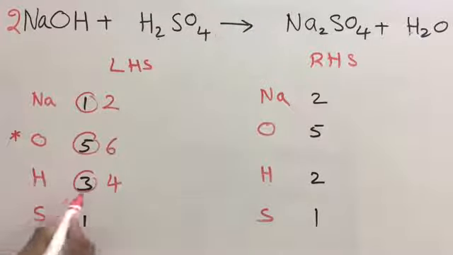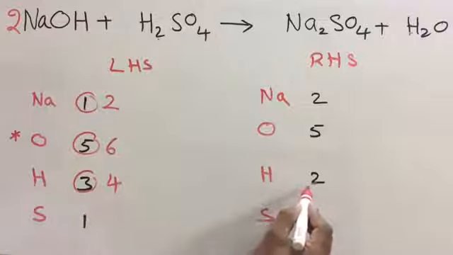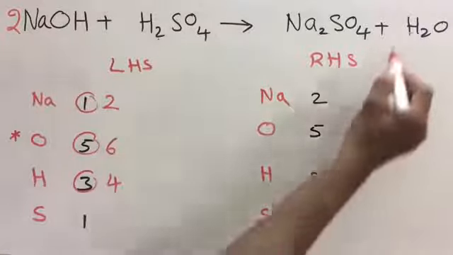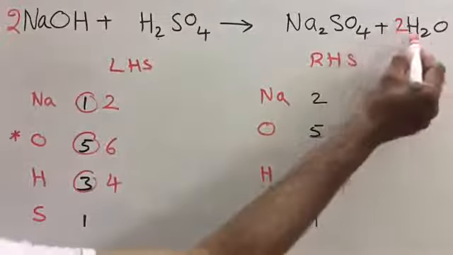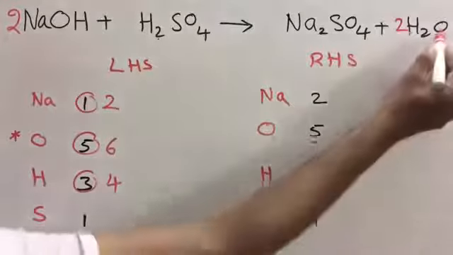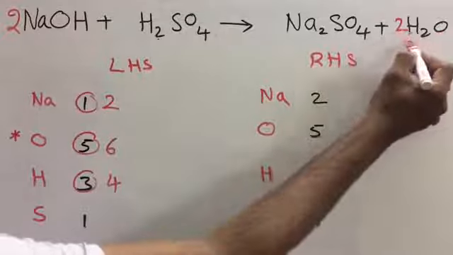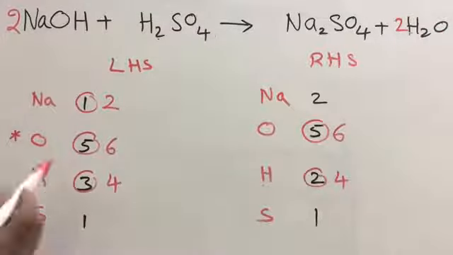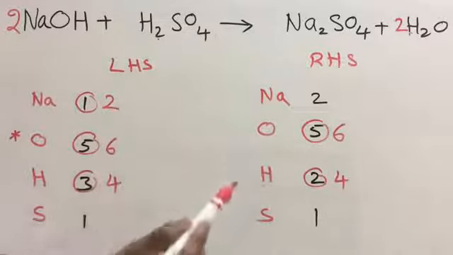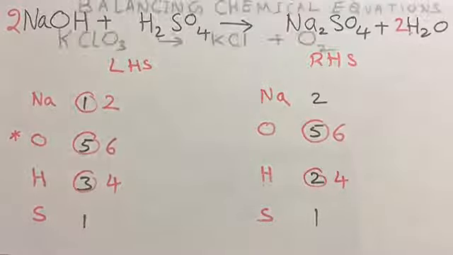Now check for hydrogen. Here we have 4 hydrogen, here we have 2 hydrogen. So we should get 2 more hydrogen. So if you write 2 here, then the number of hydrogen will become 4. 2 and 2, 2 2s are 4. But the number of oxygen will also change. So here 2 oxygen and here 4 oxygen. That means 6 oxygen. Now you can check: 2, 6, 4, 1; 2, 6, 4, 1. Thus the equation is balanced.